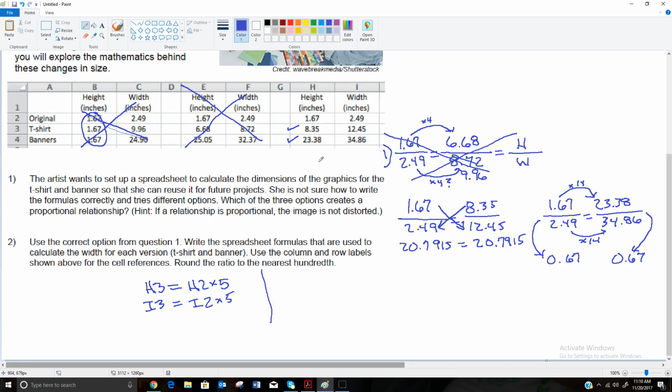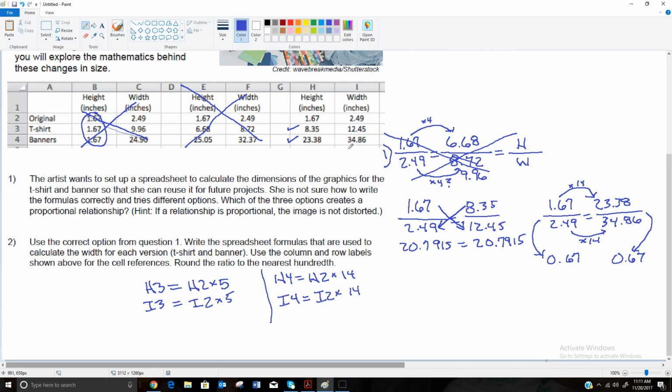And then for the bottom cells here, to get H4, you would take H2, remember that was 14, times 14, and to get, that was wrong, that would be I. To get I4, which would be this cell, you're going to take I2, the original width, times 14.